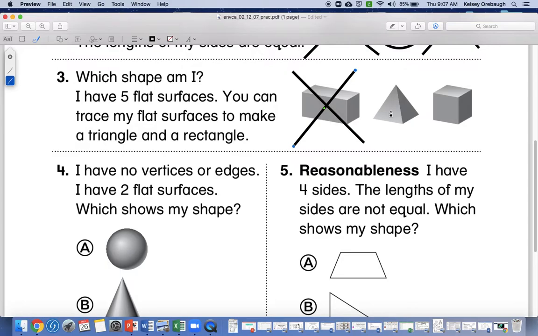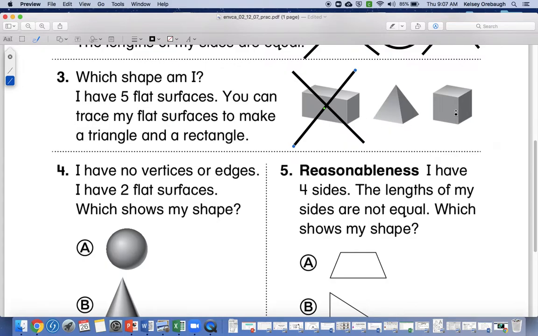All right, let's look here. 5 flat surfaces. 1 in the front, 1 in the back. That's 2. 1 on this side, 1 on the other side. That's another 2. And 1 on the bottom. That is 5. Okay, that matches the first clue. 5 flat surfaces. So I cannot cross that shape off.